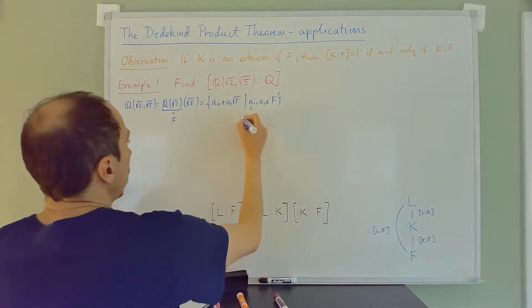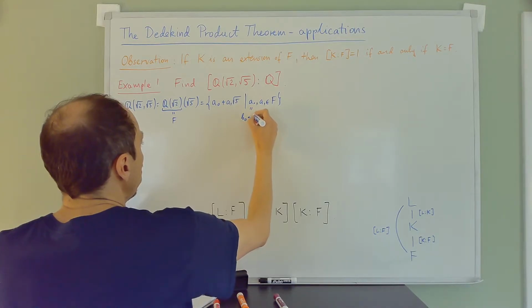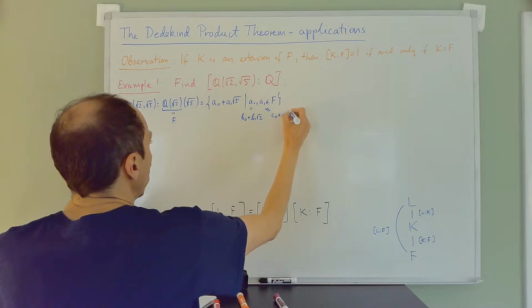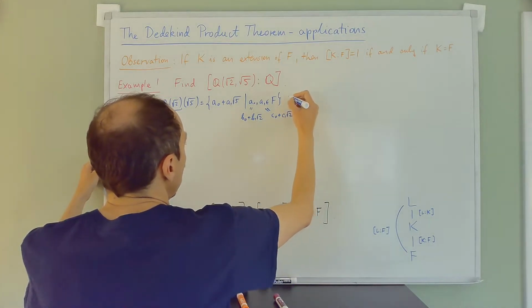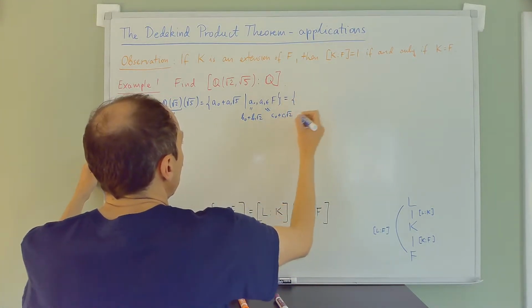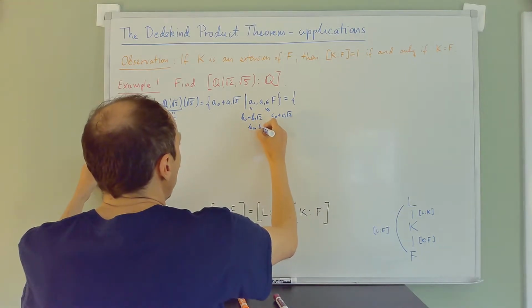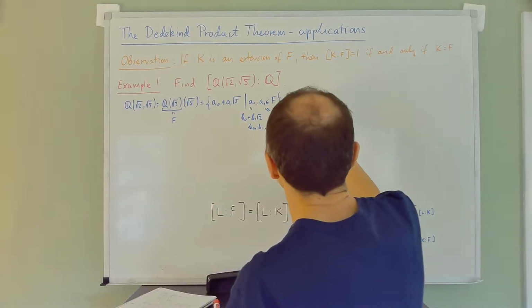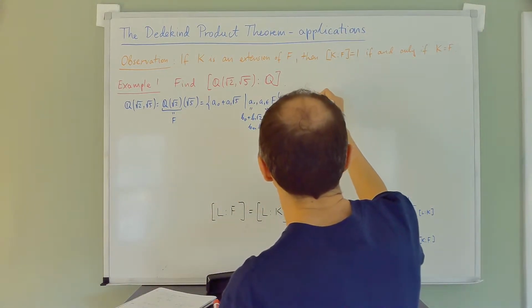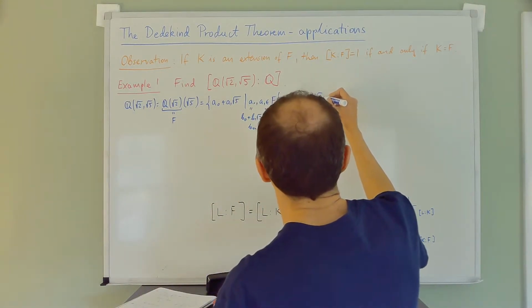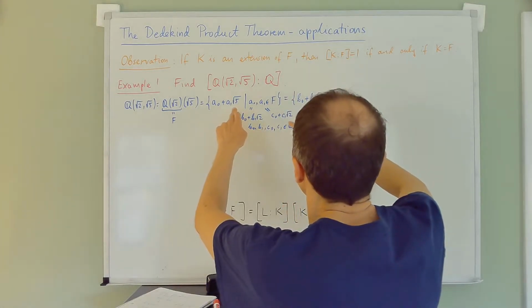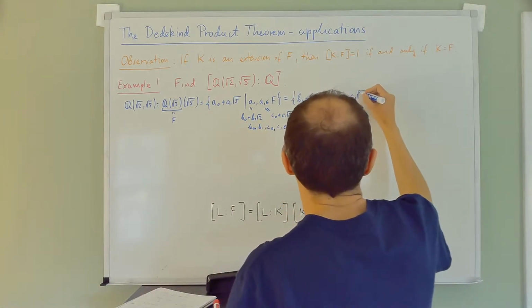F is Q adjoin radical 2, so that means A0 is B0 plus B1 radical 2. And A1 is C0 plus C1 radical 2, where all these B0, B1, C0, and C1 are rationals. So altogether I get B0 plus B1 radical 2 plus C0 radical 5 plus C1, and I get radical 2 times radical 5, so radical 10.